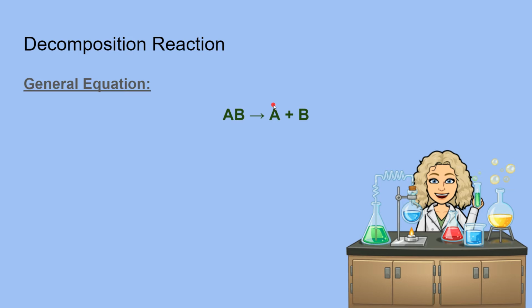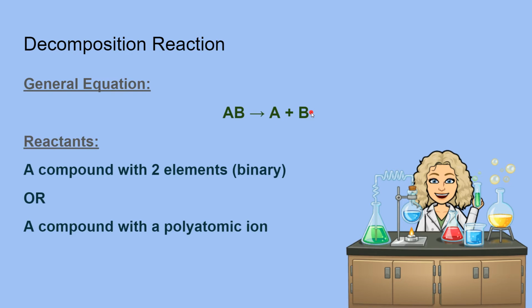Our next type of reaction is a decomposition reaction. So our general equation for decomp is going to be two things squished together that get broken apart. So we've got AB becomes A plus B. Our reactants, we're going to have a compound with two elements. That's called a binary compound. So when there's just two capital letters, that's binary. Or we're going to have a compound that has a polyatomic ion. If it's a polyatomic ion, it's going to be more than two letters up here. So that's a good way to tell the difference.